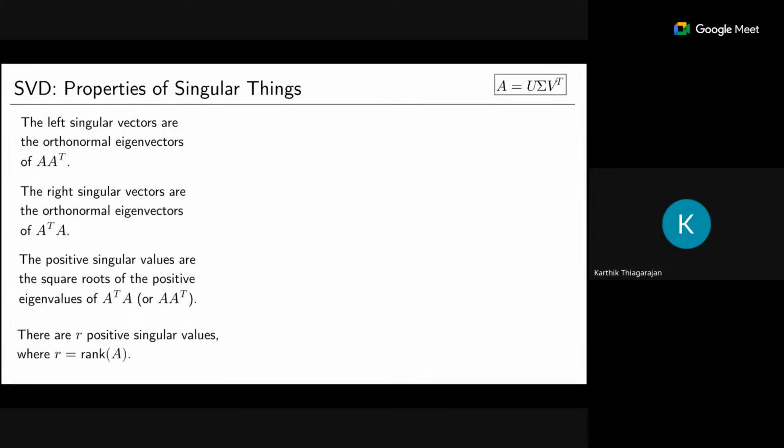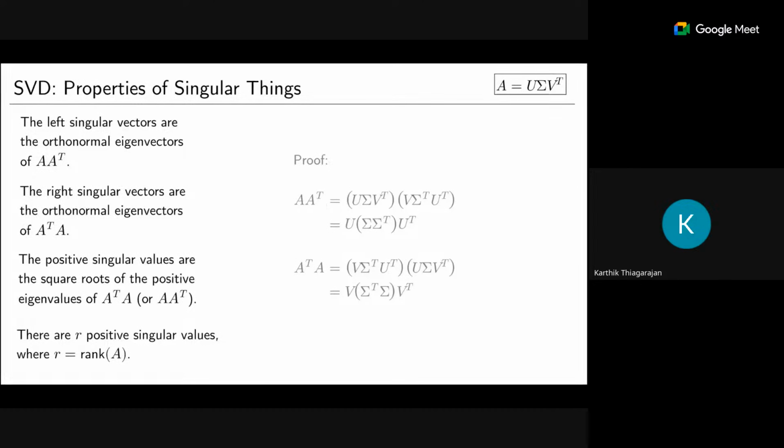Okay, so these are the four properties. All of them, it will become very clear why they are true if you look at the SVD of A and compute A transpose and A transpose A. So if you take the SVD of A, what is it? U sigma V transpose. So if you look at A transpose, it is nothing but this into this, right?